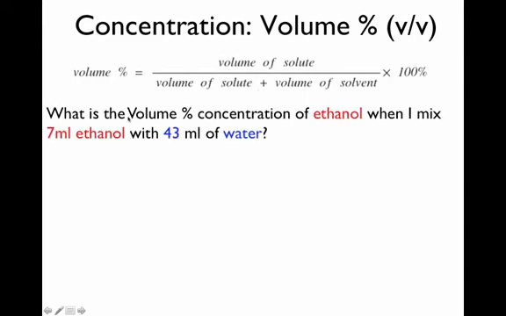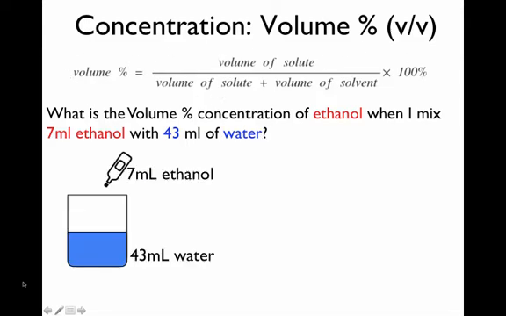So, a question to work on. What is the volume percent concentration of ethanol? Ethanol is the alcohol that we drink when we drink alcohol. What is the volume percent concentration of ethanol when I mix 7 milliliters of ethanol with 43 milliliters of water? Basically we're going to use this formula up here. Just to give you a visual of what's taking place, imagine that we have a container with 43 milliliters of water, and then we are going to mix in 7 milliliters of ethanol. The basic question is, what is the concentration of ethanol in the final mixture using the volume percent method?